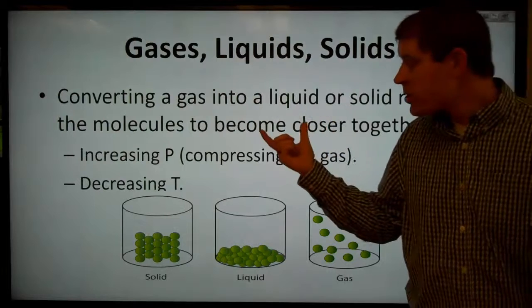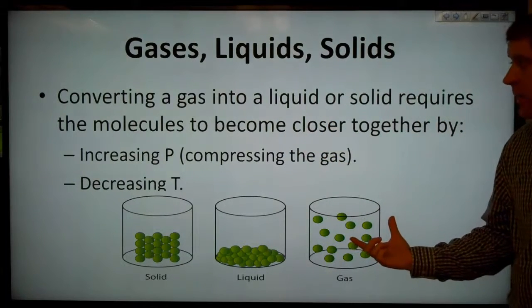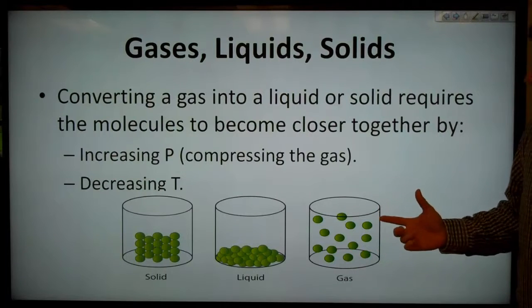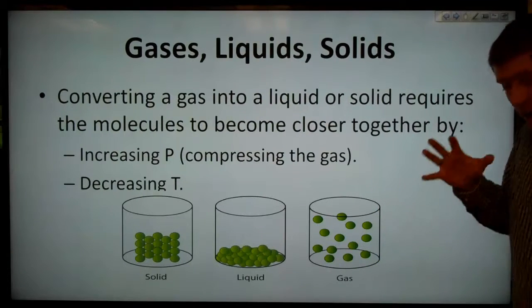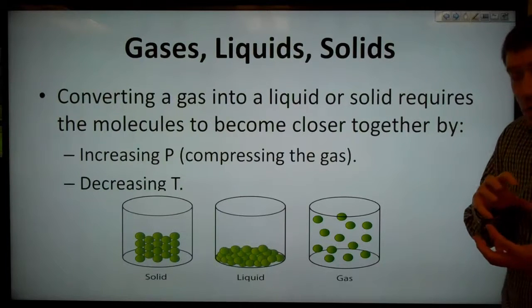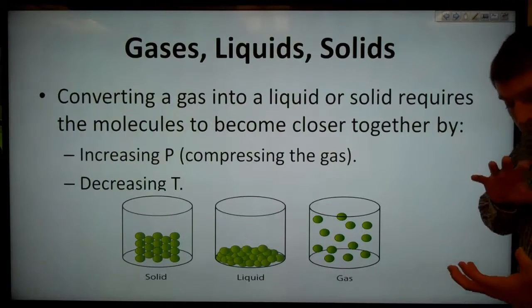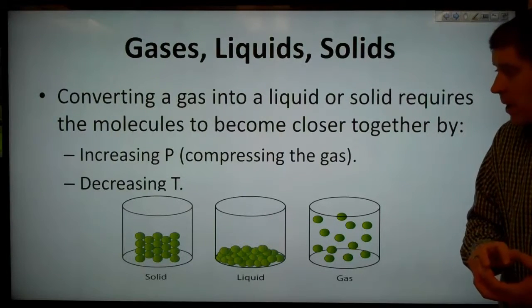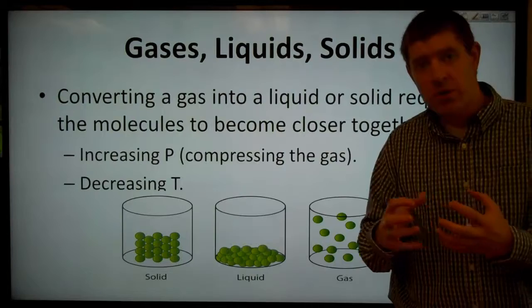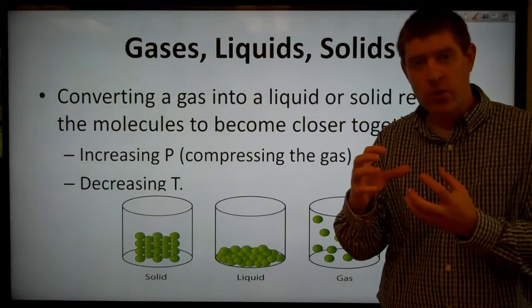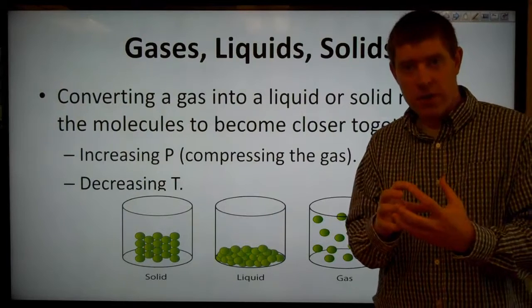So if we want to convert a gas into a liquid or solid, we have to take our gas molecules and get them closer together. We have to squeeze them together. And we can do this in two ways. We can either increase the pressure to force those molecules closer together, or we can decrease the temperature so that as the molecules pass each other, they start to interact with one another and they pull each other together.